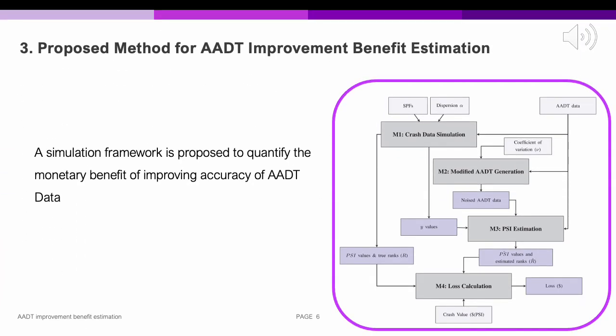In order to quantify the impact of AADT error in terms of network screening results, we proposed a simulation method to estimate the monetary benefit of improving such data. The framework has four main modules that simulate noisy AADT data and compare its network screening results with the true benchmark based on actual data without any noise.